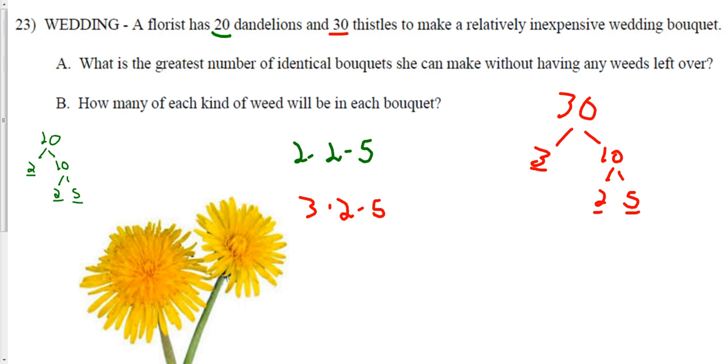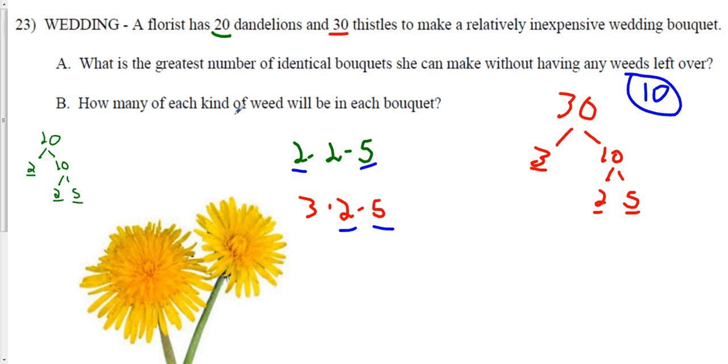Okay. Looking at our prime factorization then, we're again factorizing out our two numbers. The only things that happen twice, we have a 2 and a 2. We have a 5 and a 5. So those we can factor out, and we'd say then the greatest common factor is 10. So A, what is the greatest number of identical bouquets she can make without having any weeds left over? That would be 10. That's our answer to A. Circle that.